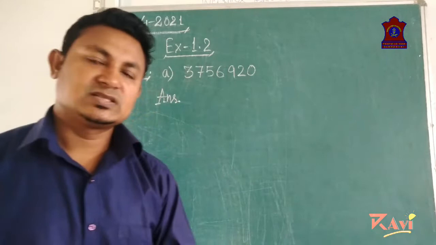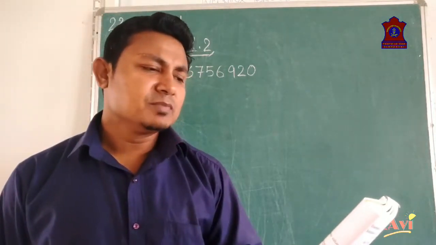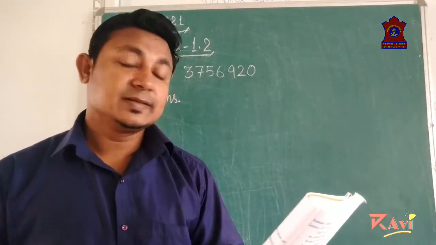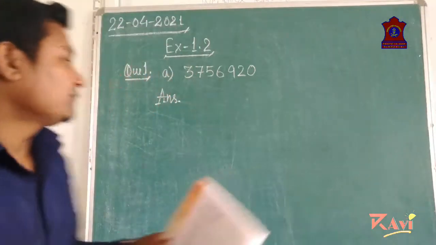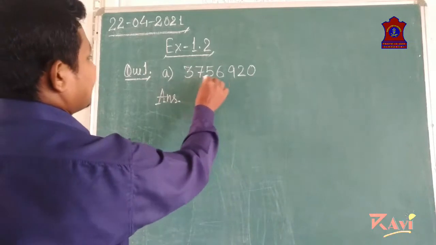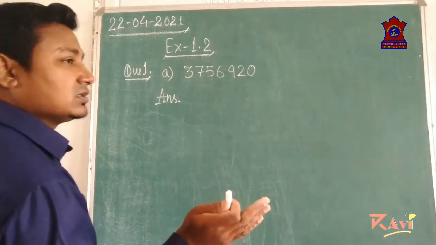Okay, so let's start. Let me read question number one. Write the following numbers in place value chart and find the place value of the digit 7 in each case. Okay, so I have written a question. See, the number is written 3756920.